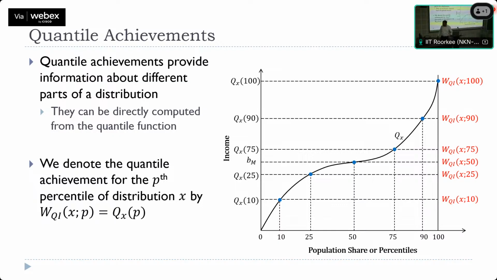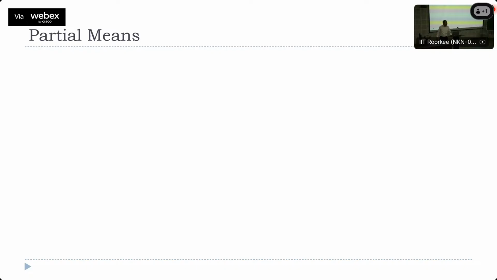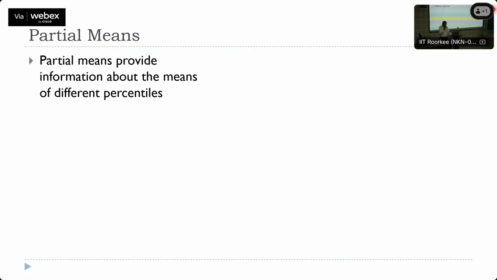Okay. So people use these percentiles quite a lot. And as I told you, for your achievements in your marks and grades, what is the achievement? 90th percentile, 92nd percentile, 93rd, and so on. That's what it is. Now, what are partial means? Partial means provide information about the mean of different percentiles. That means you are saying the average of the top 10, the average of the bottom 10.